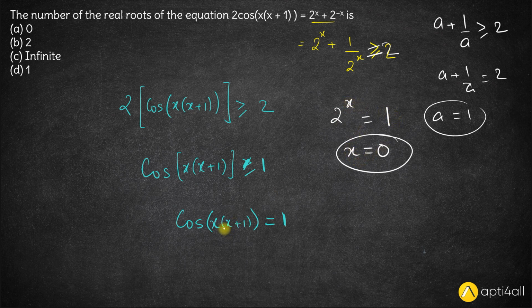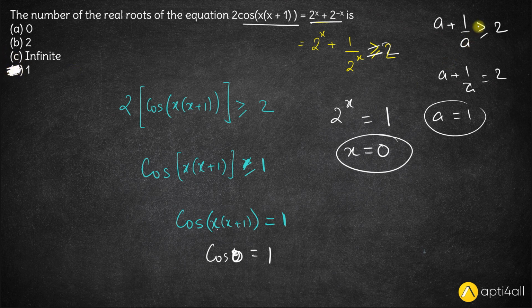And when x is 0, we have cos of 0 into 1, which is cos of 0, and cos of 0 we know is 1. Hence x equals 0 satisfies both these conditions given. The only possible solution of x that we get is 0. We have to figure out the number of real roots. We don't have to tell what the root is, we have to tell how many real roots there are. So there is only one real root, so the answer here is option D.